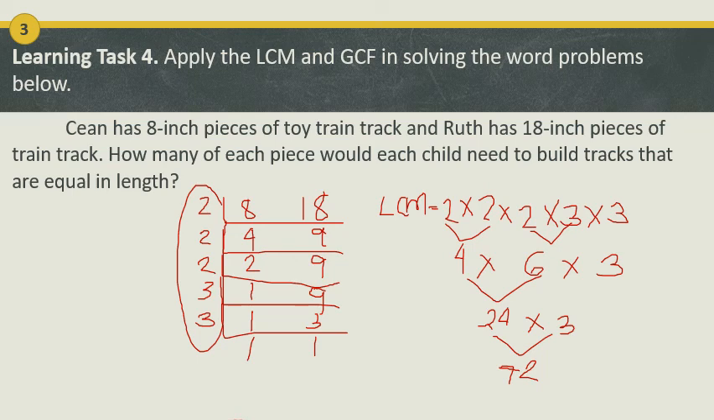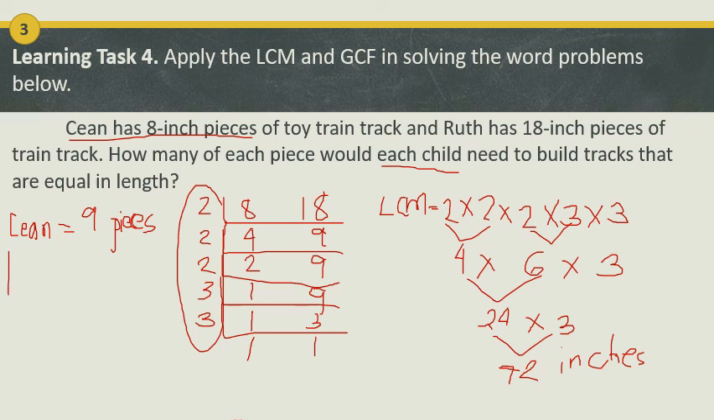So, kailangan 72 yung haba, 72 inches po ang haba ng kanilang toy train track. So, kung 72 inches ang haba, so ang tanong dito is ilan daw kada child ang kailangan nila. So, kung si Sean ay 8-inch pieces, so divide natin yung 72 sa 8. So, ibig sabihin si Sean po ay kailangan niya ng 9 pieces. Kasi tigi 8 inches lang po yung kanyang toy train track. So, kailangan niya ng 9 na tigi 8 inch para makabuo siya ng 72 inches.